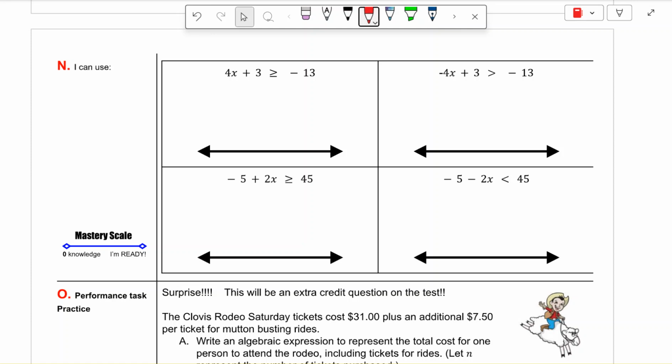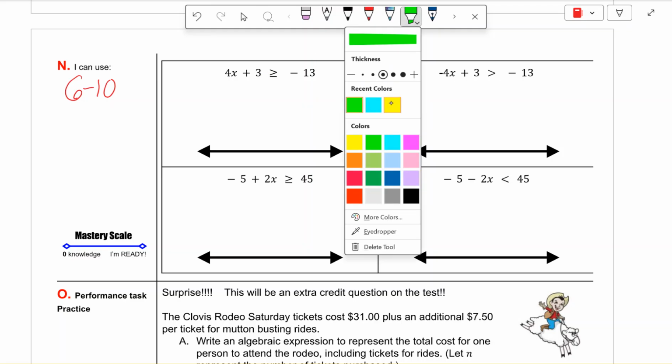Section N. For your notes, you'll look back at 6-10. These are inequalities because you can see that they have inequality signs. They're solved just like equations, but there's one little trick you've got to remember. It's not a trick, it's just the multiplication division property.